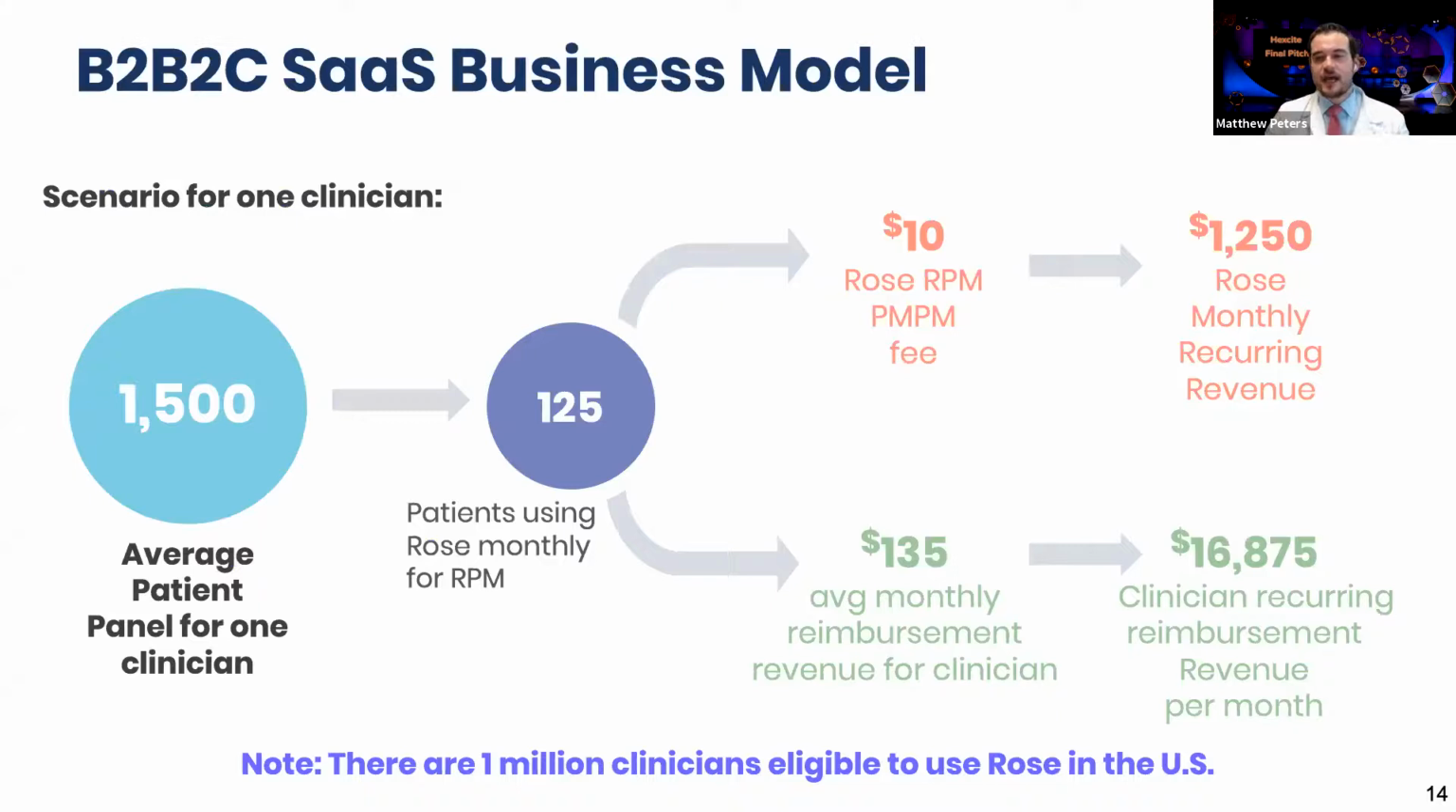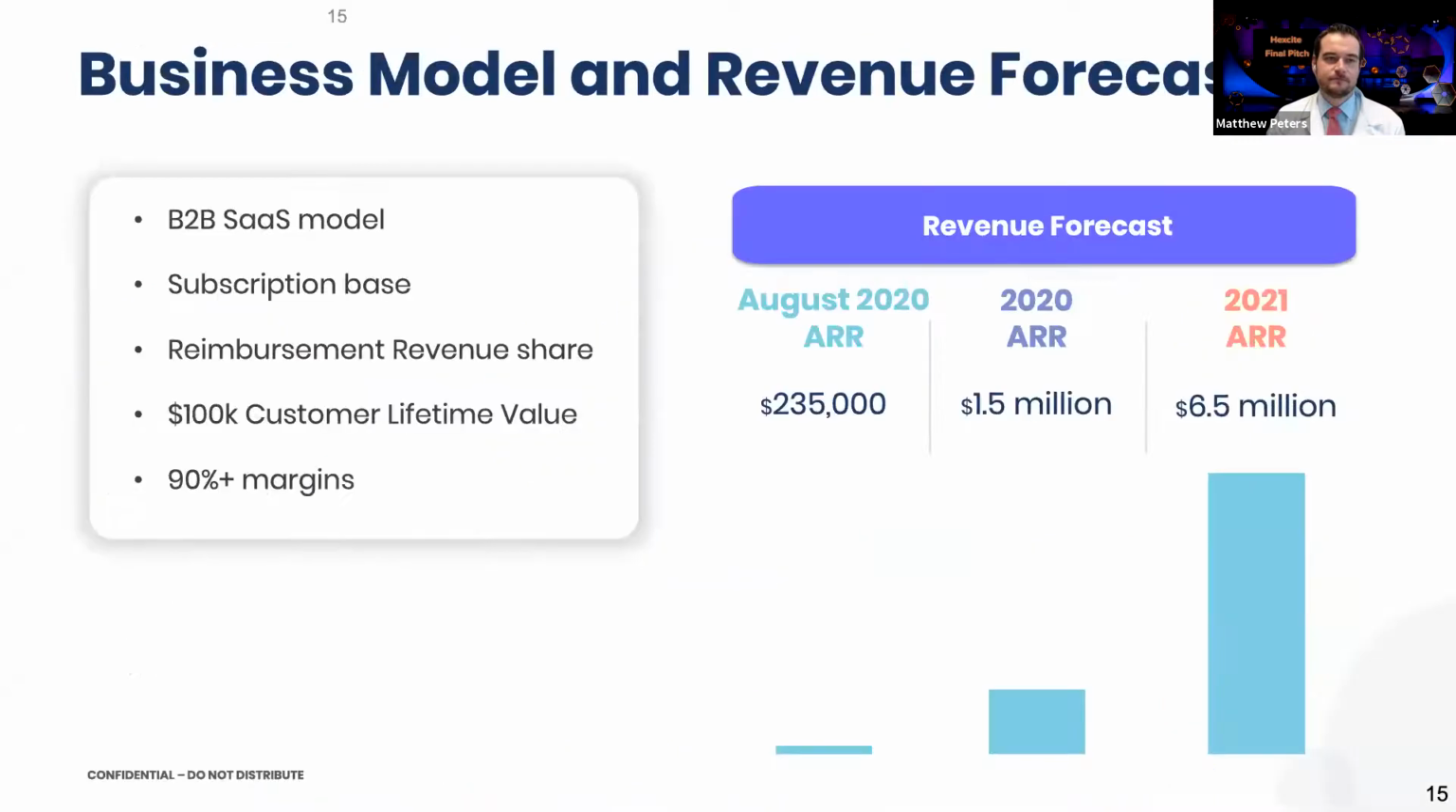This is an example slide that we would provide to a primary care clinician to help them show the value of Rose. If you think of a patient panel size of around 1,500, which is conservative for a primary care provider, and you take just 125 of those patients and have them use Rose for remote patient monitoring, the provider stands to gain an almost $17,000 increase in revenue. And if you compare that to the Rose monthly recurring revenue of $1,250, it's very easy for the providers to understand why this would be a good return on investment.